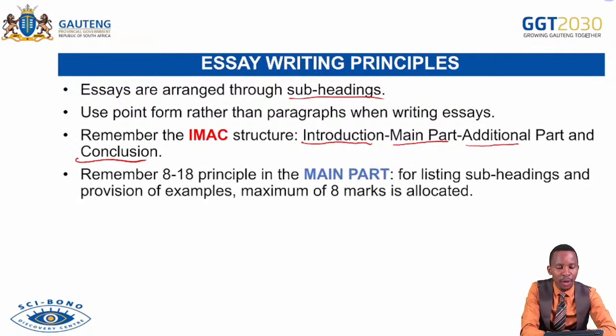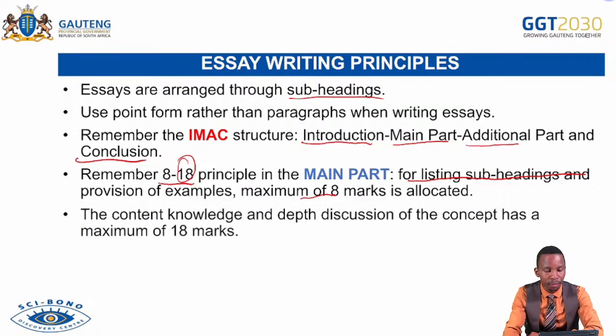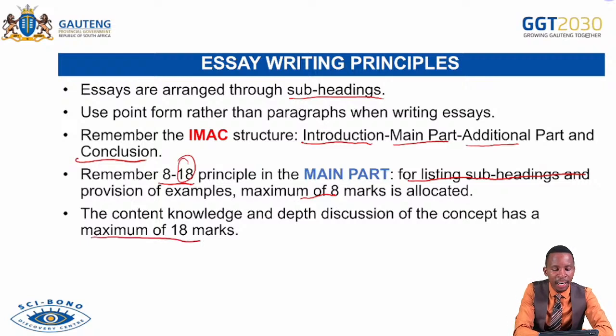Remember the 8:18 principle, which simply indicates that in the body or main part of your essay, for listing subheadings you will have 8 marks, including examples. So subheadings and examples have your 8 marks, and then if you go further, the content knowledge will give you 18 marks, where you discuss the content briefly and in detail. The content knowledge and the in-depth discussion of the concept has a maximum of 18 marks in your essay.